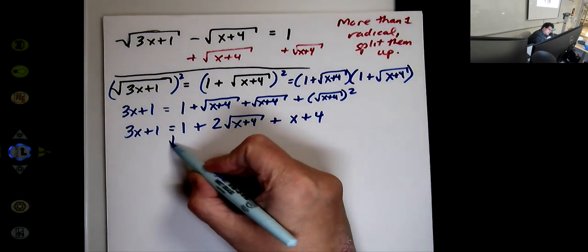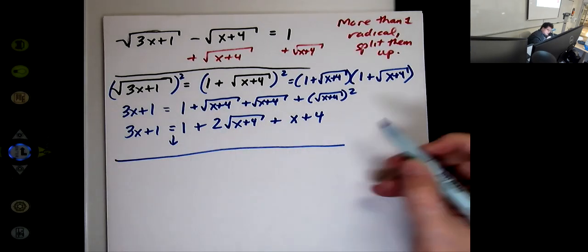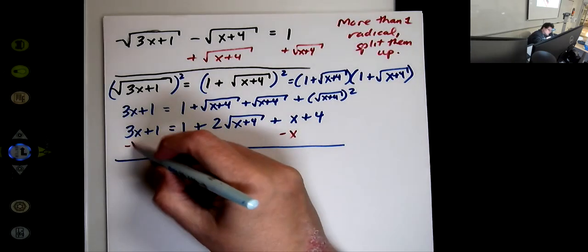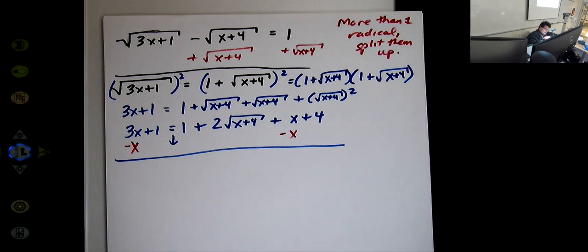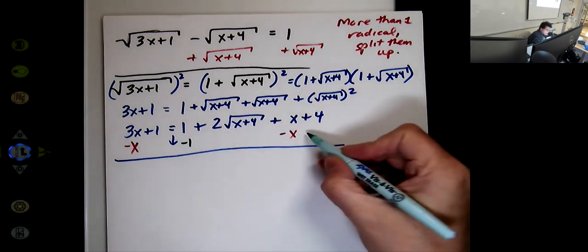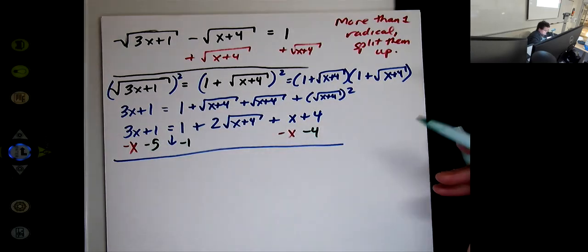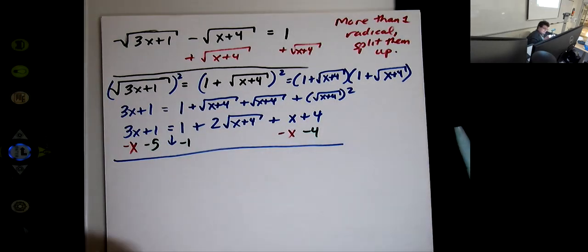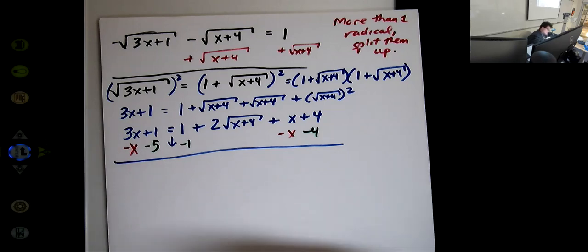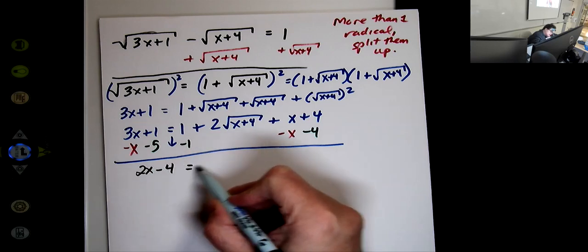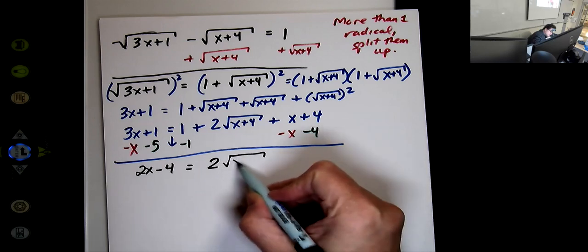And now I'm going to try to get the radical by itself again. So I'm going to subtract x from both sides. And I want to get all the constants out of there too. So I'm going to subtract this 1. I'm going to subtract this 4. Together, that means I subtracted 5. There's a lot going on there, so make sure you follow what's happening. I still have that 2 in front of the square root. That's not gone away.